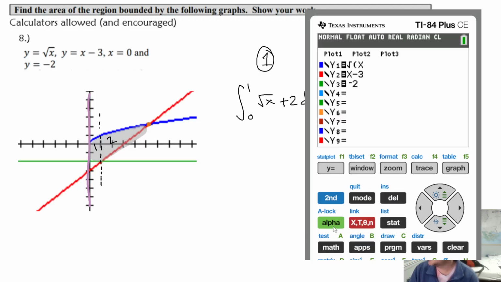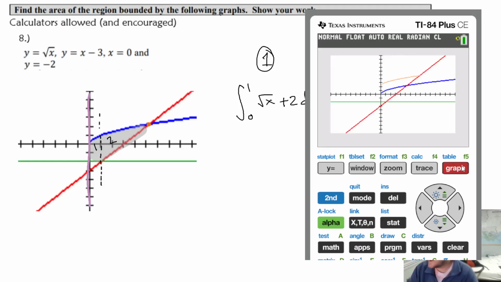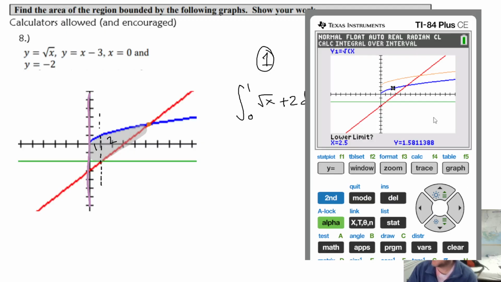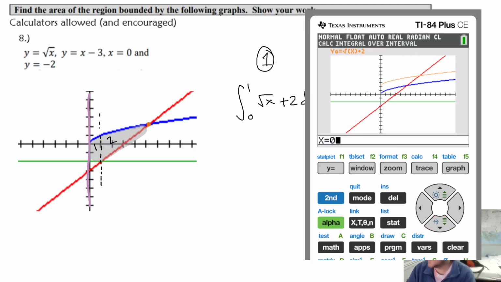I don't know what I'm doing. Root x, close parentheses, then add the 2. If you hit graph now, you'll see that secret orange function come flying through, and you can go second calc, option 7. Remember, for that one we only wanted to go from 0 to 1, but again, make sure you're on the right function. I'm on the blue, now I'm on the red, now I'm on the green, now I'm on the orange. So now I can enter 0, 1, 0, enter, 1, enter.